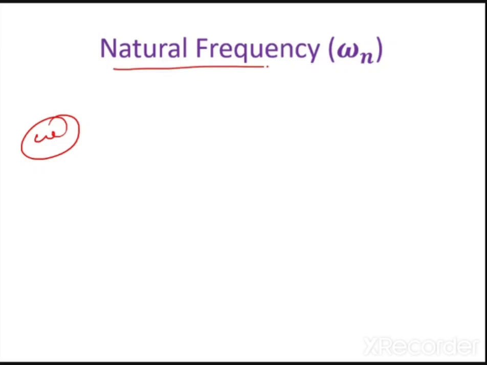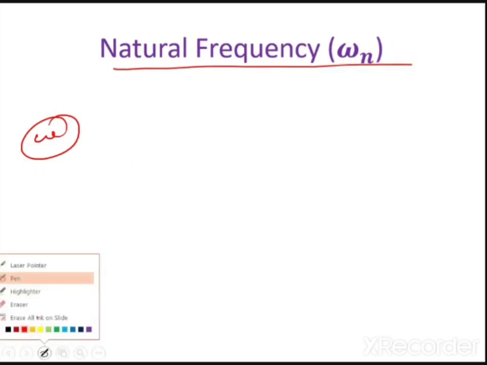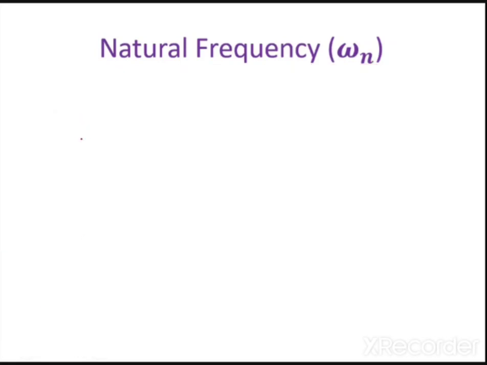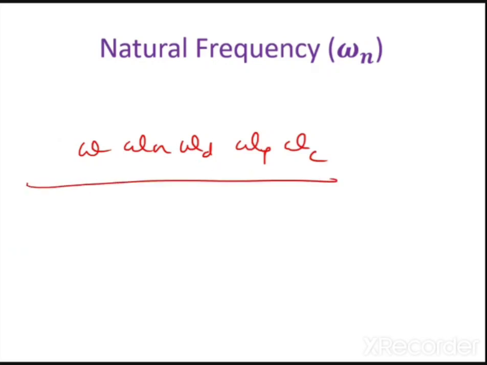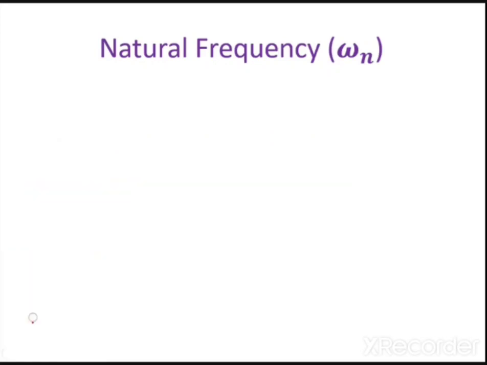So that is why this natural frequency omega n is very, very important. As I said earlier, there are a lot of omegas: omega, omega n, omega d, omega p, omega c. We'll cover all these frequencies, which are very important, but all are frequencies. So you have to understand omega and omega n.